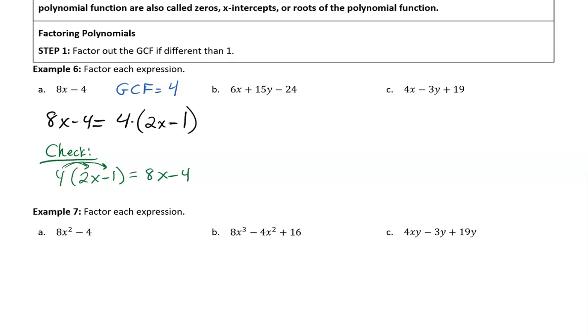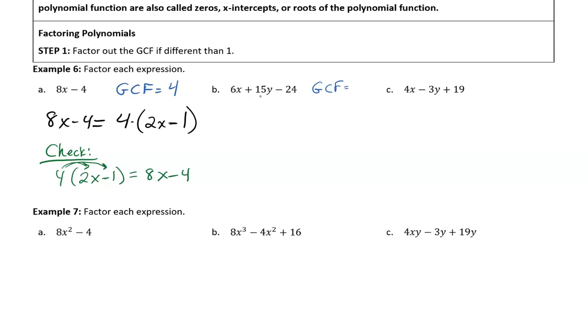Okay, let's try part B. We have 6x plus 15y minus 24. So greatest common factor, GCF, is what I want to look for. What number is a factor of each of these? What number can I divide into each of these all beautifully? Well, maybe it's 6. 6 is kind of small compared to the other two, but 6 goes into 24, yeah, but 6 doesn't go into 15. Maybe something a little bit smaller.